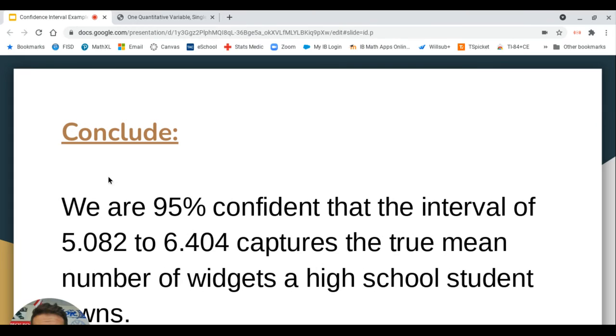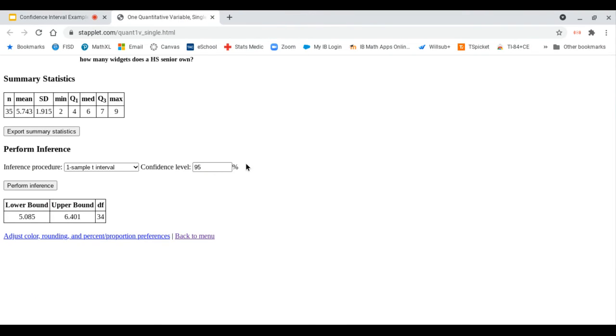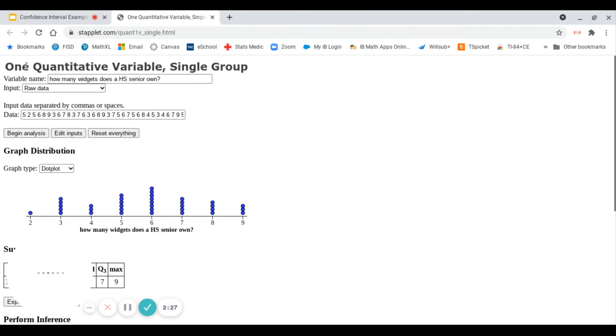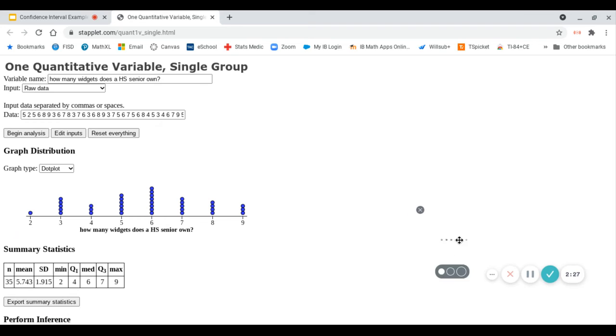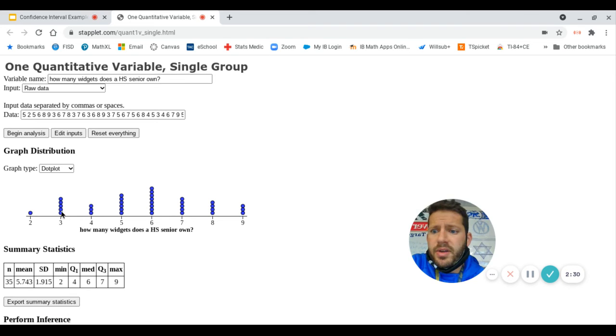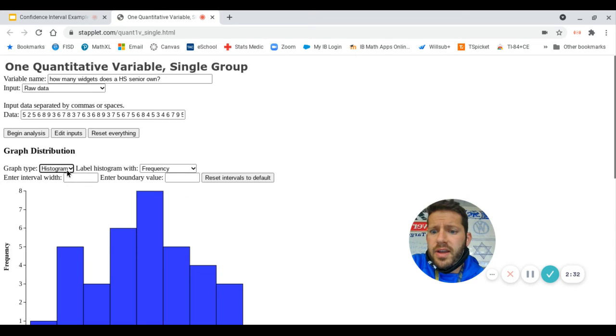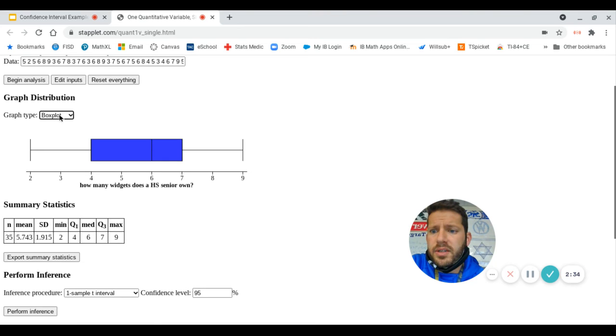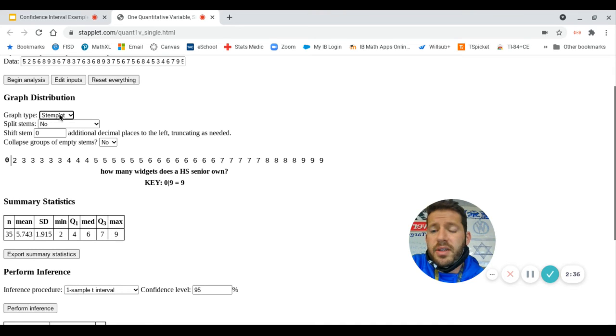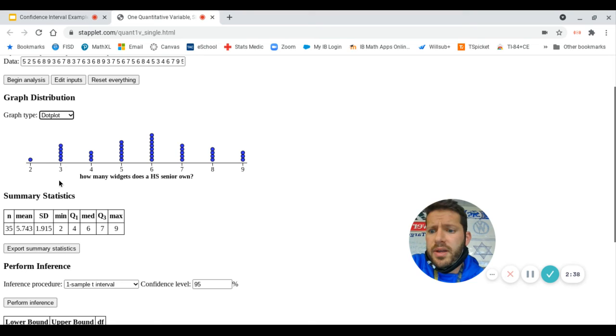So I wanted to check this on Statlet. So I have all of my data here on one quantitative variable. All my data I put in there, I got my graph. I could also do different types of graphs. There's a histogram, there's a box plot, there's a stem plot. That looks terrible, so that's why I went with the dot plot.